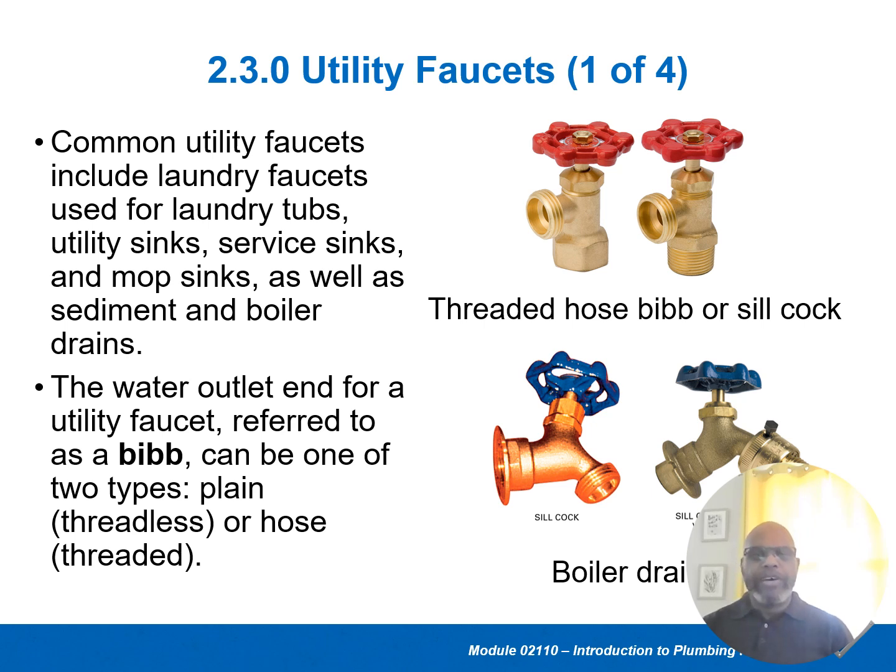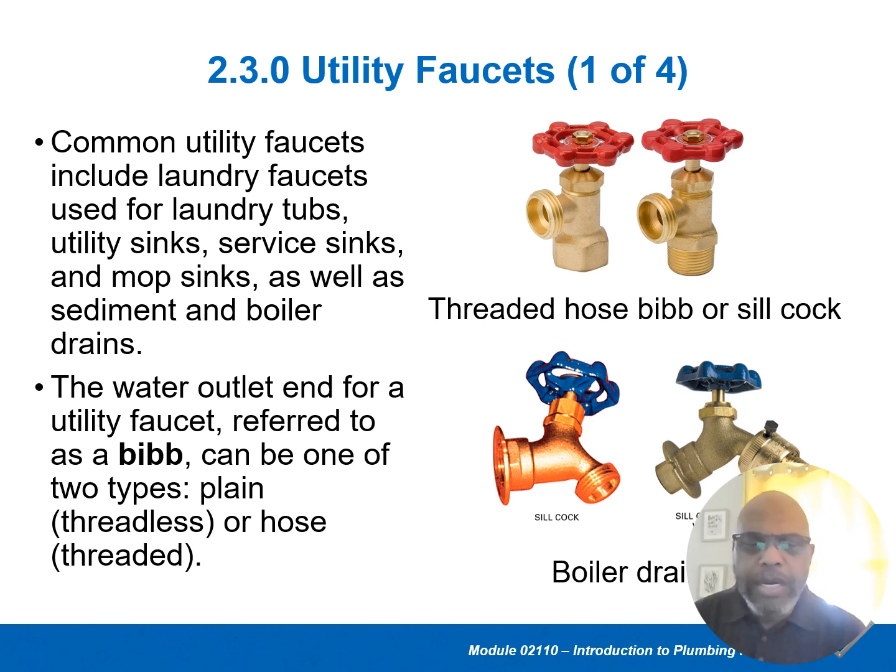Other types of faucets or valves that you can use, we call sillcocks. Sillcocks are usually used outdoors. They're designed for hose fittings. They're used for laundry tubs where you connect your washer to your hot water and cold water lines. It uses a hose fitting, and so these hose bibs are designed for that.